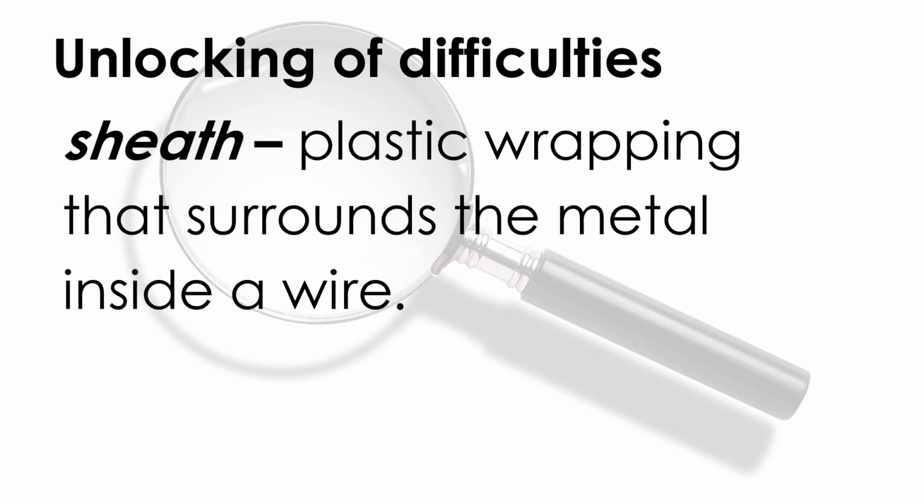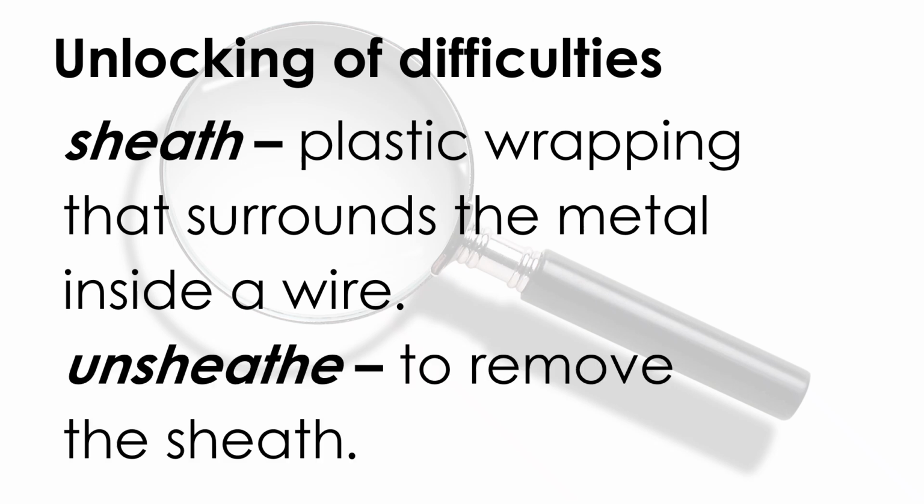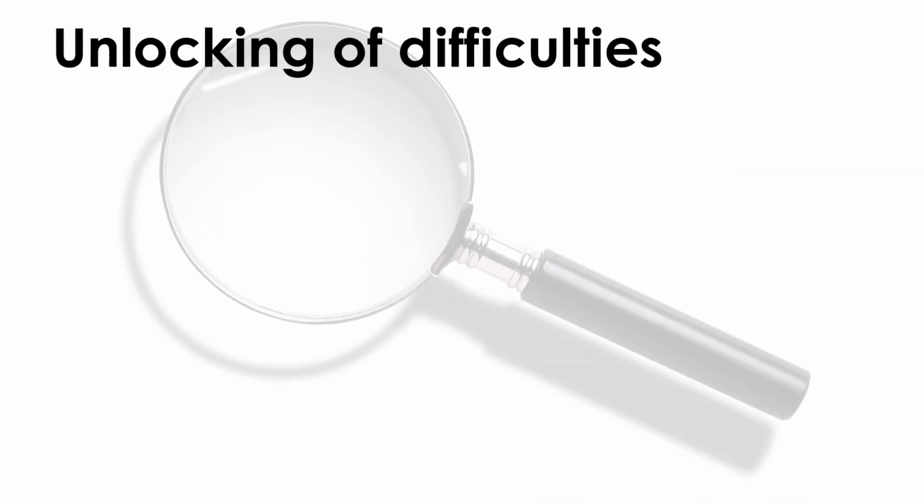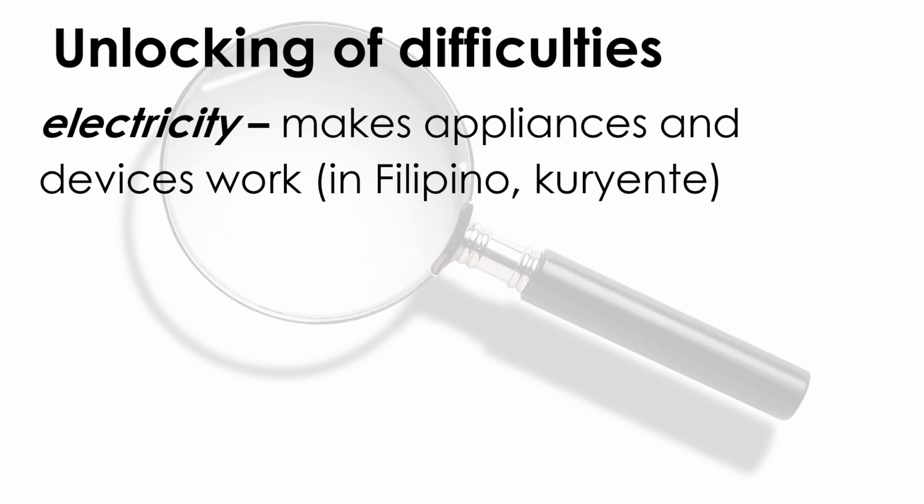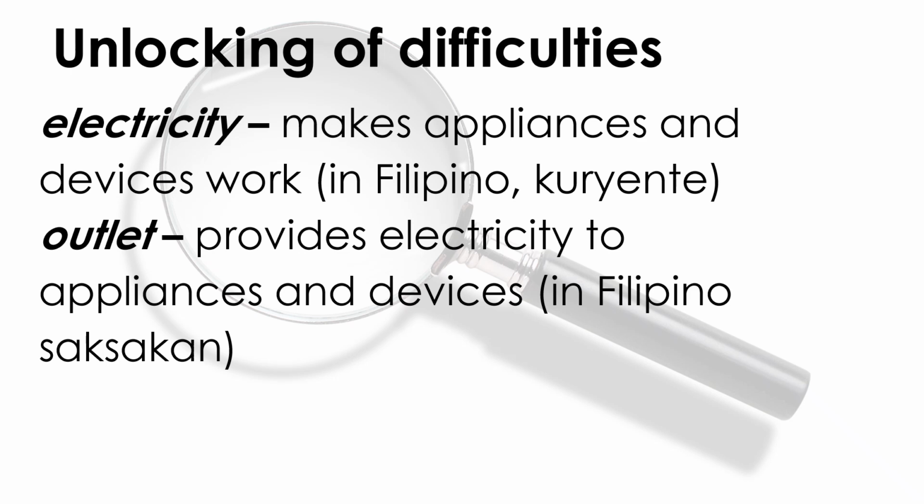In your dictionary, look for the word sheet. Sheet means plastic wrapping that surrounds the metal inside the wire. Unsheath is to remove the sheet. Electricity makes appliances and devices work. In Filipino, it is called kuryente. Outlet provides electricity to appliances and devices. In Filipino, it is saksakan.